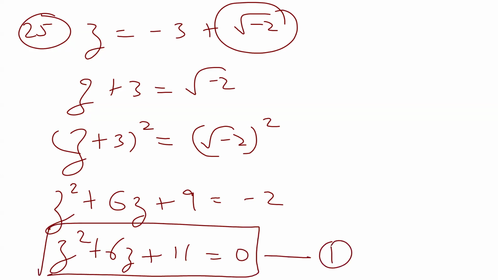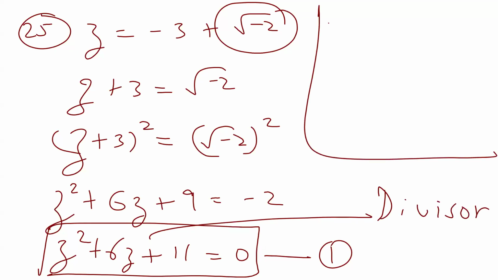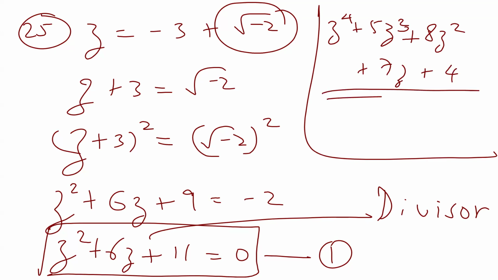Equation number 1. Now make this term the divisor. We are supposed to find out the value of Z raised to 4 plus 5Z cube plus 8Z square plus 7Z plus 4. Make this term the dividend and do the long division method as I have taught you in the previous problem. So that is how you have to do long division method and complete the entire problem.